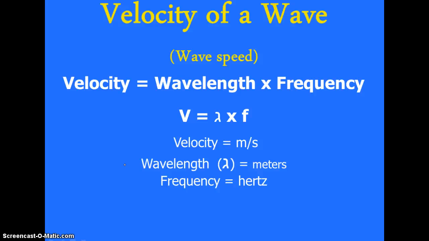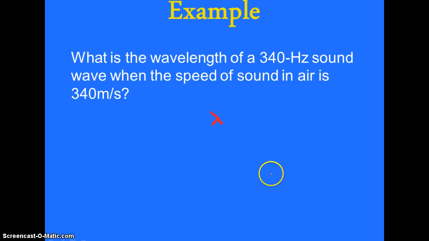Here's the velocity of a wave. The equation: velocity is wavelength times frequency. This is upside down y. It's lowercase lambda. That's wavelength. Here are your units. Here's some examples. So wavelength of a 340 hertz sound wave, the speed is 340. So plug in your equation. Velocity equals wavelength times frequency. Plug in your velocity of 340, your wavelength, what you're looking for, and your frequency of 340, and you should get wavelength equals 1.